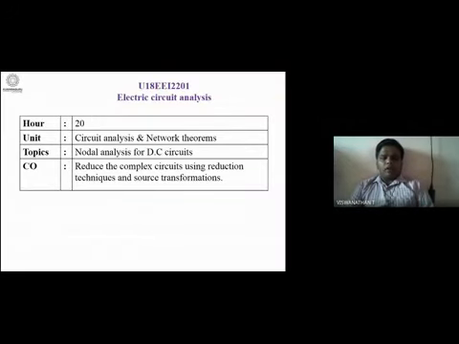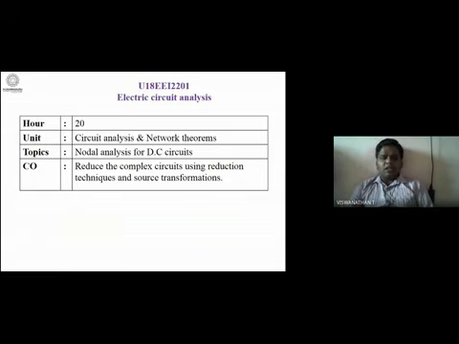Good evening to all. So this is our number 20. Today's topic is nodal analysis for DC circuits. This is under the unit circuit analysis and network theorems. We need to cover CO: reduce the complex circuits using network reduction and source transformation.